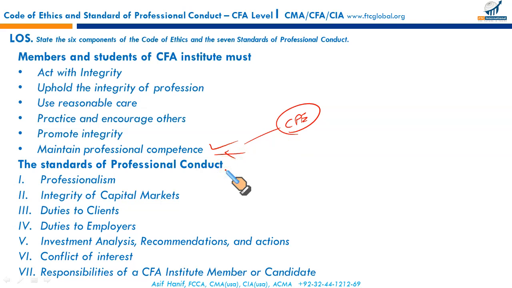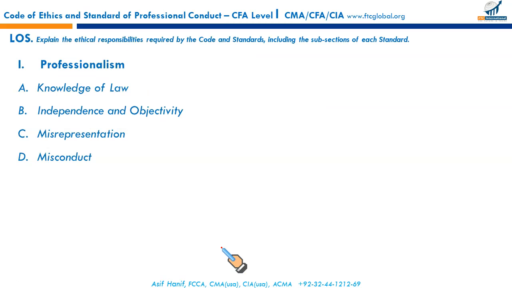Now, these are the 7 standards which you need to read in detail, read, reread, and then reread. This is something very important from exam point of view. So the standards of professional conduct include professionalism, integrity of capital markets, duties to clients, duties to employers, investment analysis, recommendations and actions, conflicts of interest, and finally, responsibilities as a CFA Institute member or candidate. Okay, let's first do professionalism. Professionalism has 4 subcomponents within it.